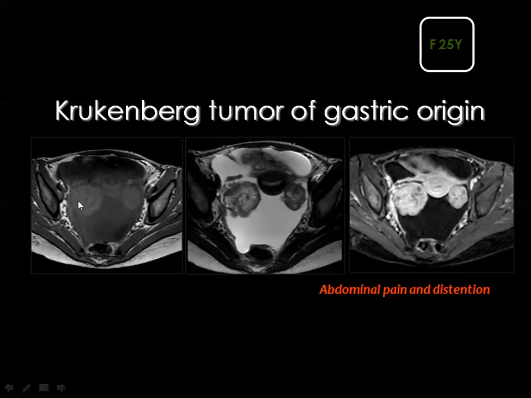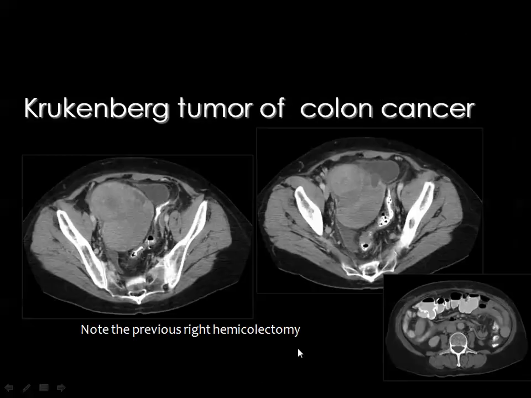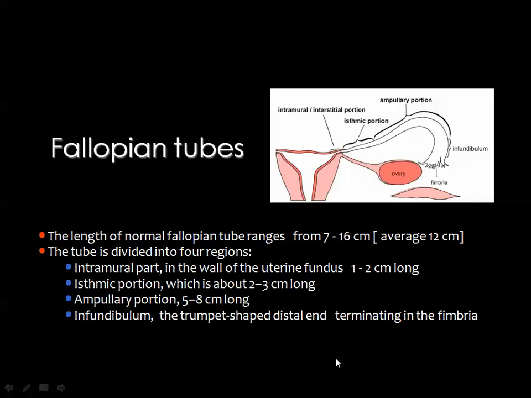They show intermediate signal in the T1 and also intermediate signal in the T2 with evident post-contrast enhancement, and you see the presence of ascites, and the patient is known to have gastric cancer. And in this case, you can see that there is a right hemicolectomy. The right-sided colon is not present. And in the pelvis, you see a big mass, which is predominantly solid in the right adnexal lesion. You can also see minimal amount of ascites, and this is the Krukenberg tumor from colonic cancer.